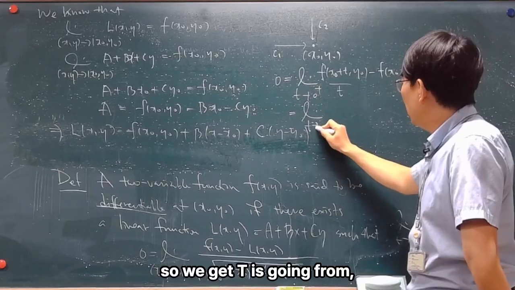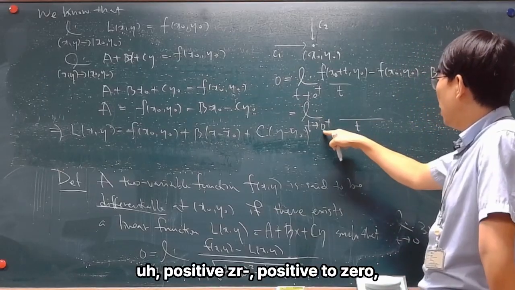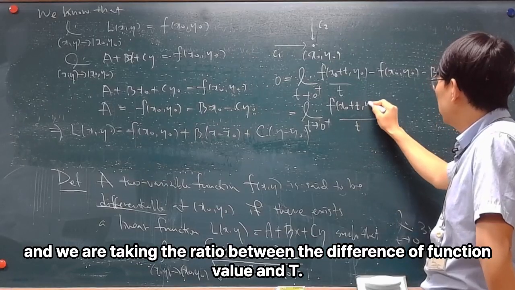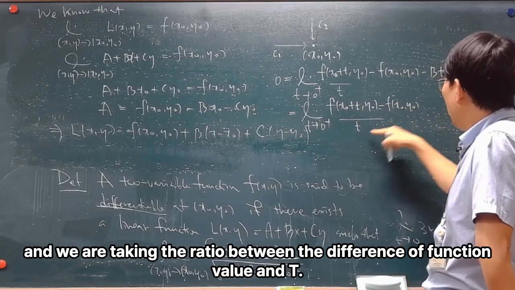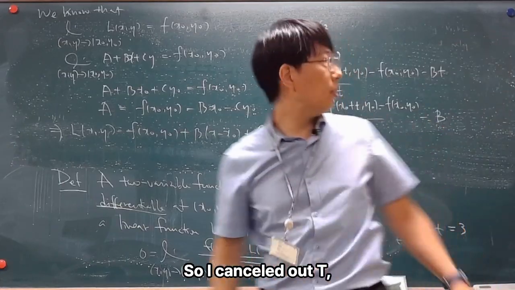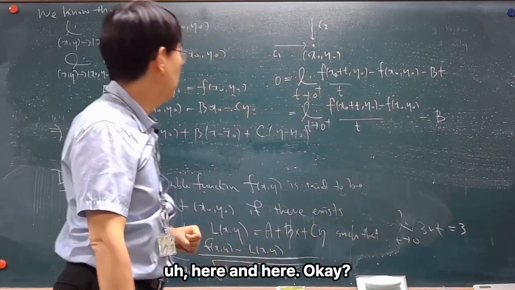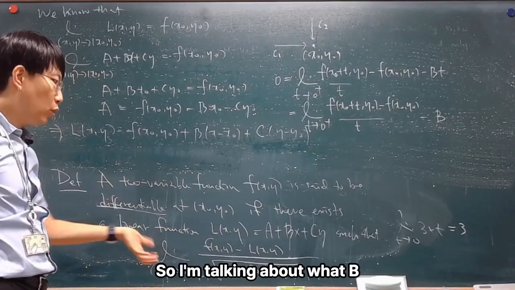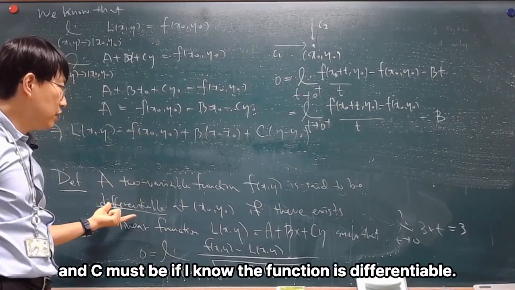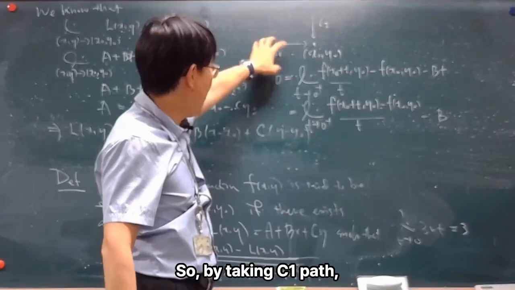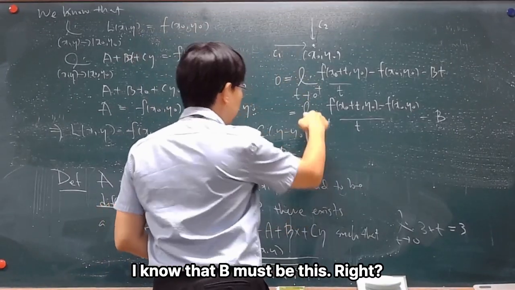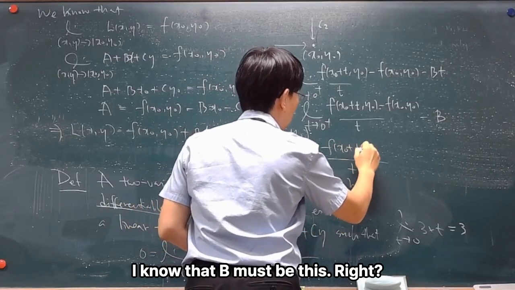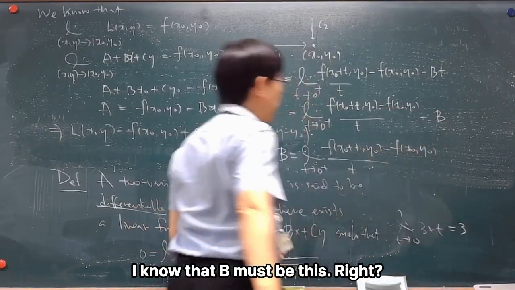So t is going from positive to 0, and we are taking the ratio between the difference of function values and t, and then taking minus b. I canceled out t here and here. Okay, so that must equal 0 if this is true. I'm talking about what b and c must be if I know the function is differentiable. So by taking the C1 path, I know that b must be this.